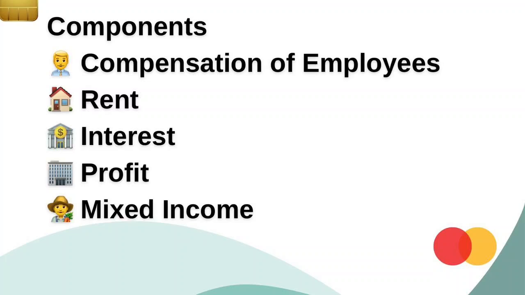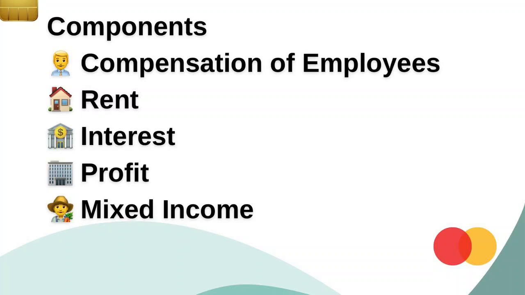First, compensation of employees. This includes salaries, wages, bonuses, commissions, and employers' contribution to social security or provident fund. Whenever workers are paid for their service, it is included. Second, rent. Rent is the income earned by allowing others to use land, buildings, or other natural resources. For example, if a company rents an office building, the payment made to the owner is rent.